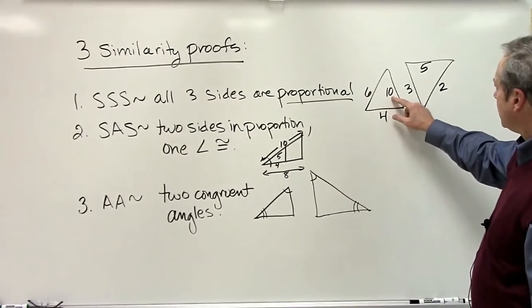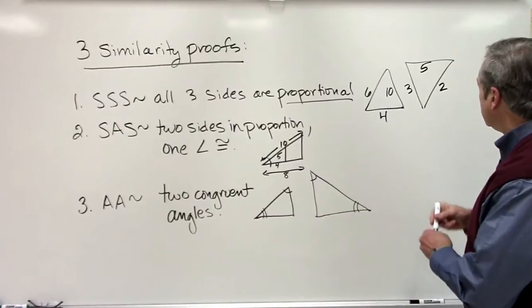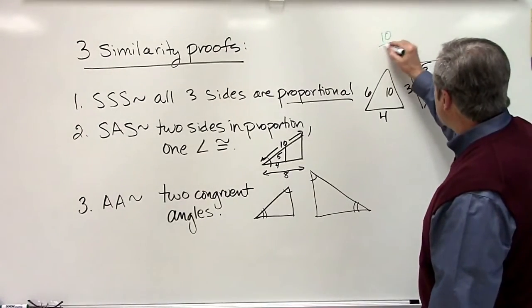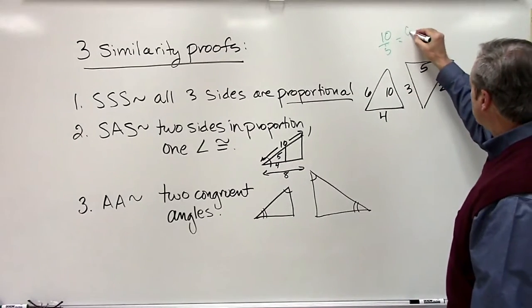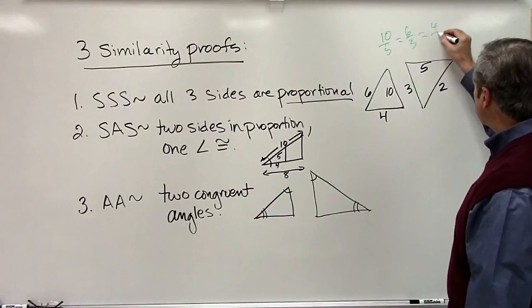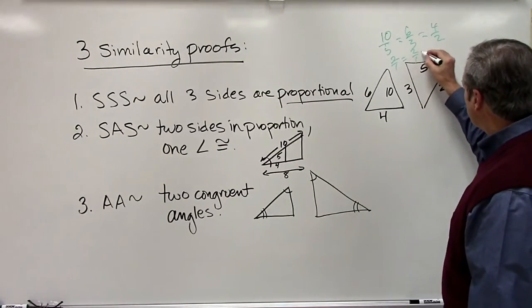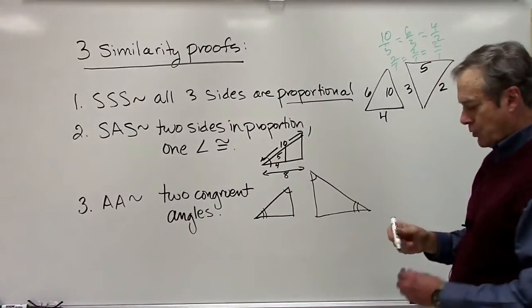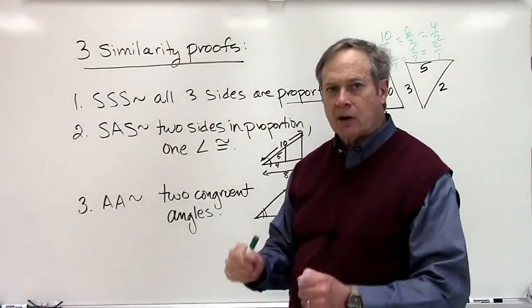side 10 corresponds to side 5. And so that's in a ratio of 10 to 5. Side 6 goes with side 3. And side 4 goes with side 2. And they're all 2 to 1. So if they're all the same proportion, then we absolutely know that the 2 triangles are similar.